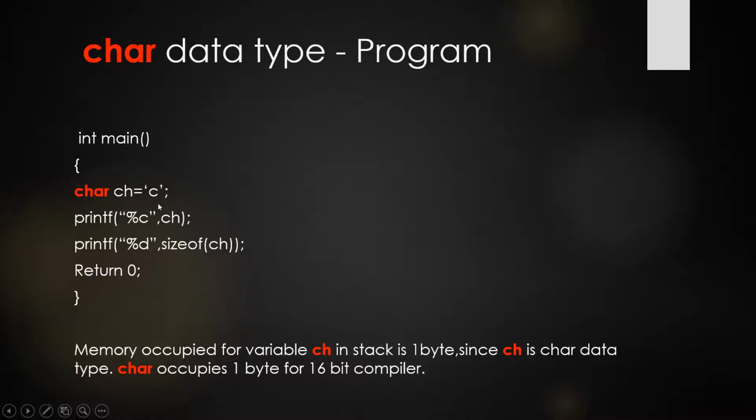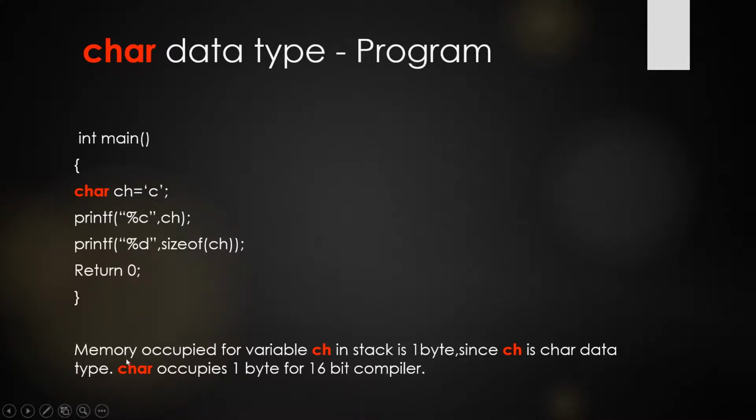It means the output would be: first it will print C, and then the size of ch, which means the size of the variable. Here the ch variable has a data type of char, so the size of the character will be 1 byte. The memory allocated for this variable in the stack will be 1 byte. That 1 byte is occupied with a C.